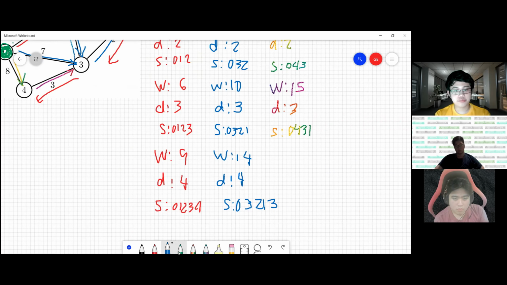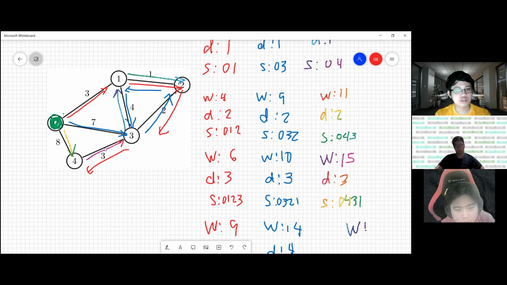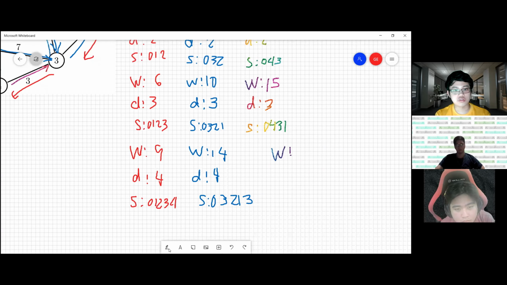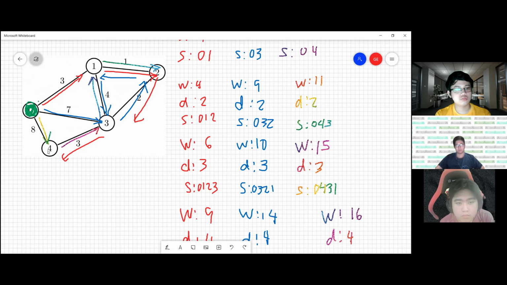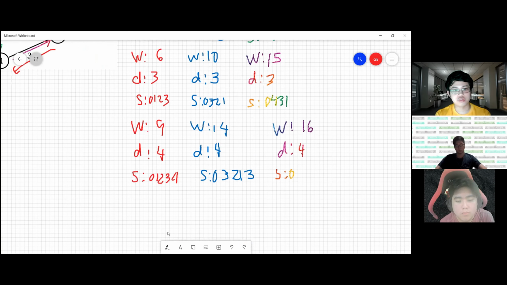And for the rainbow one, the weight is 11 plus 4, 15, plus 1, 16. The distance now is 4 as well.